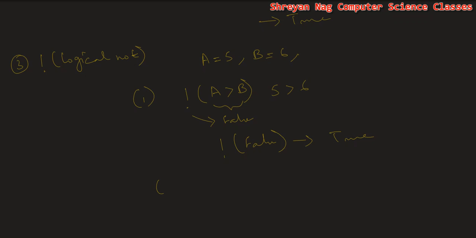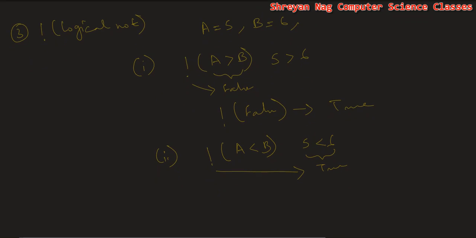Suppose in the second example we see A less than B. So we can say that 5 is less than 6. Yes, definitely it is true. So since there is an exclamation in front of it, which is a logical NOT, the logical NOT will convert this true statement into a false statement. So this is the condition. This is the logic of logical NOT.